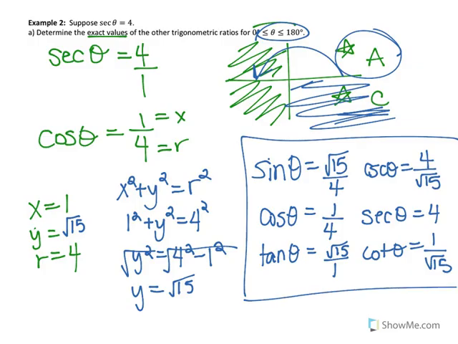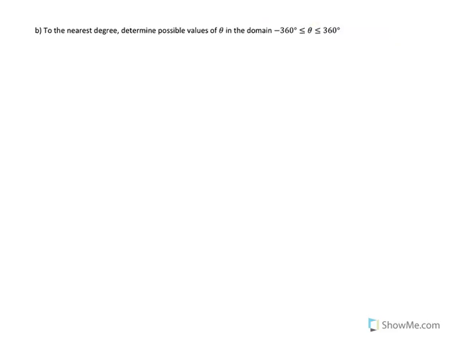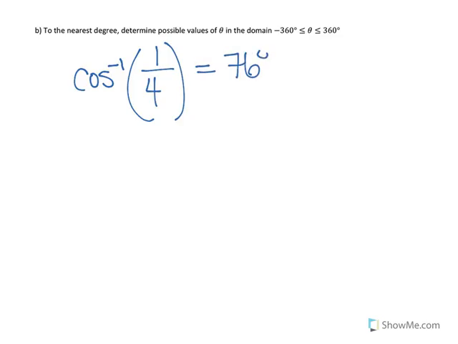Okay, last example. To the nearest degree, determine the possible values of theta in the domain. So back to what we were just doing, we can use any single one of those ratios to find our angle. So let's use cos to the minus 1. We're going to use cos to the minus 1, and our cos ratio is 1 over 4, and I get 76 degrees. So this is asking us to go from negative 360 to positive 360.